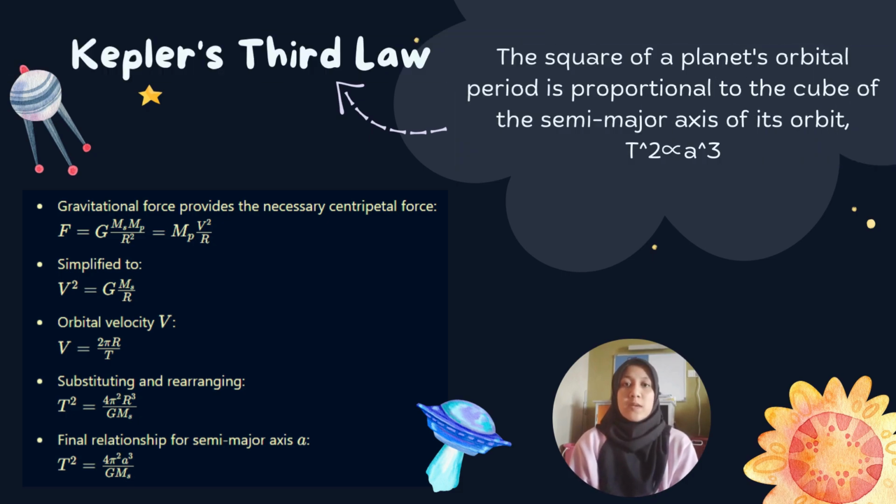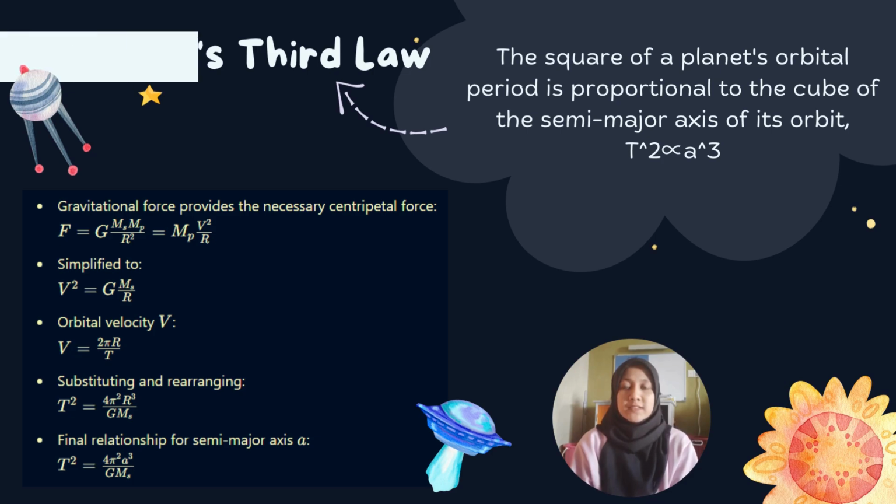Kepler's third law established that the square of a planet's orbital period is proportional to the cube of the semi-major axis of its orbit. This means planets further from the sun have longer orbital periods.